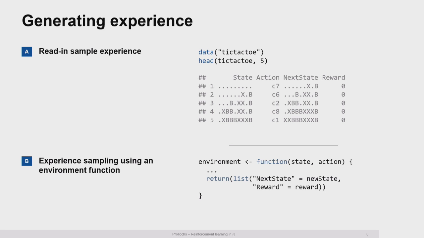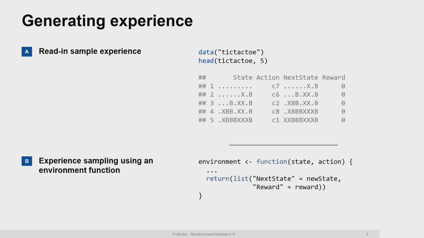There's also a lot of documentation online, but it's just to make it a little bit clearer. So that's the first option to generate experience. The second one is to generate experience using a so-called environment function. In the first case, we require a data set that's already collected from another source, for example. But of course, if we know the dynamics of the environment, we can also sample new experience. And I will demonstrate this in a case study in the next slides.